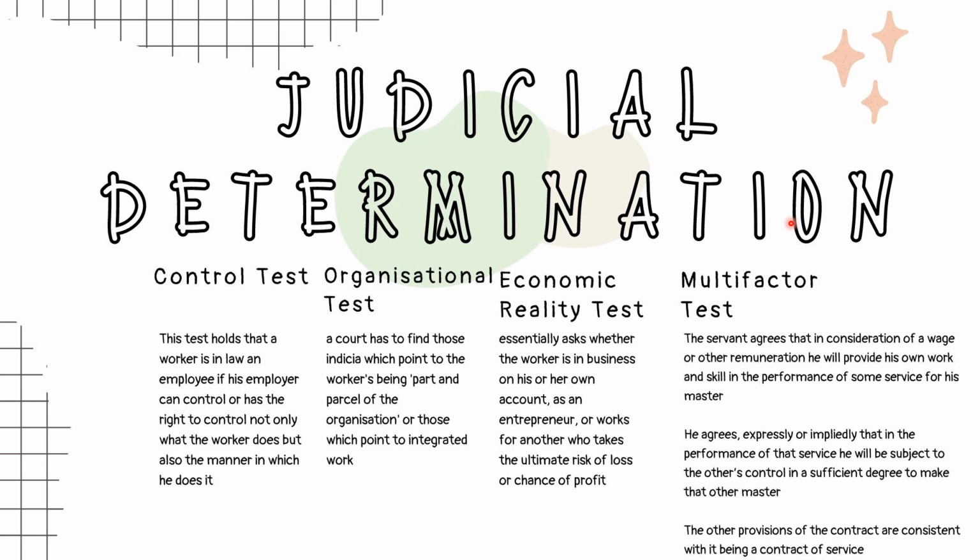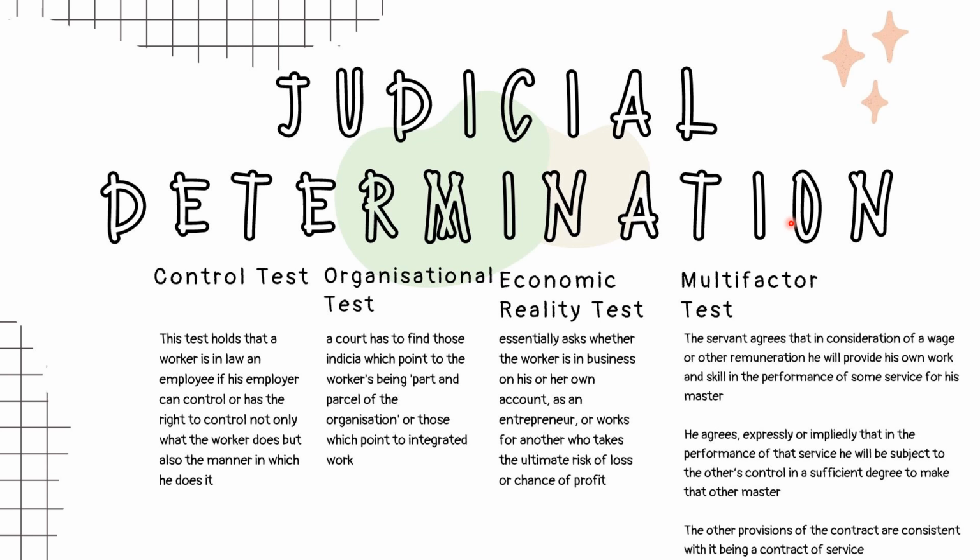So a contract of service exists if the following are fulfilled. 1, the servant agrees that in consideration of a wage or other remuneration, he will provide his own work and skill in the performance of some service for his master. 2, he agrees expressly or impliedly that in the performance of that service, he will be subject to the other's control in a sufficient degree to make that other master.